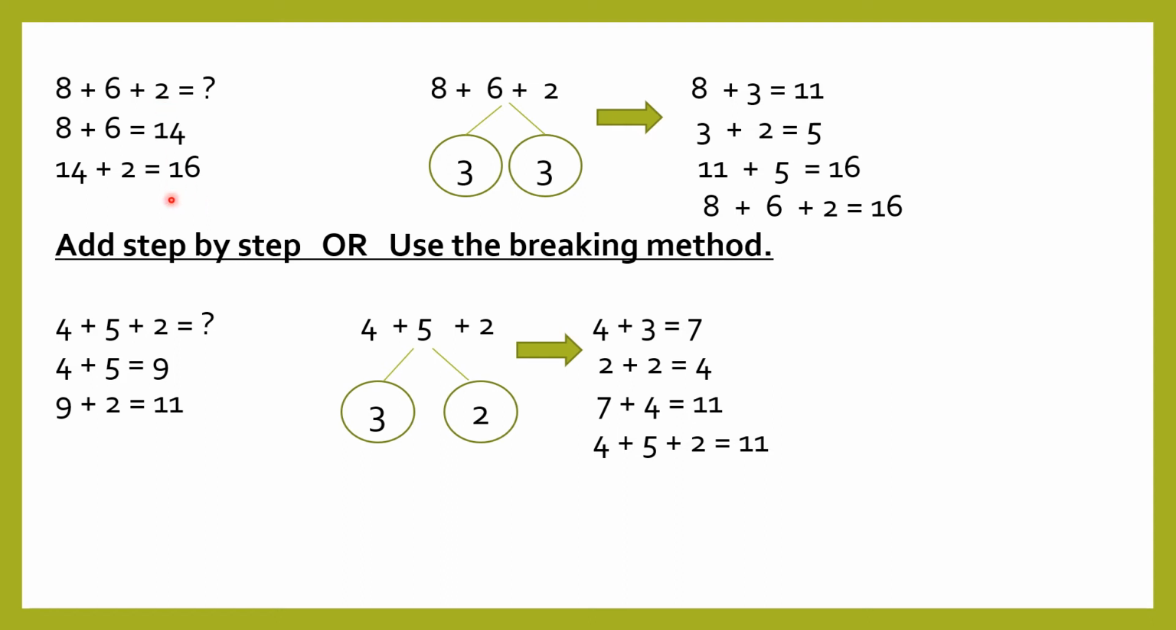So I'm going step by step. First I'll consider the first two numbers and then I'll add the last number. What is 4 plus 5 plus 2?